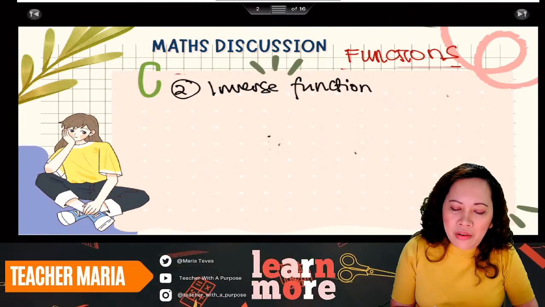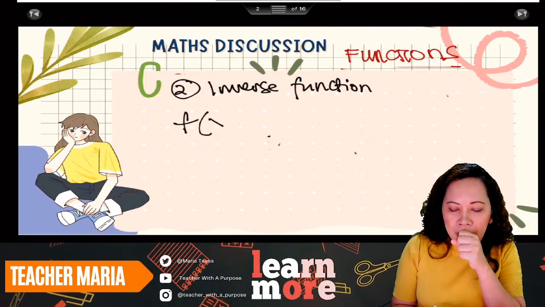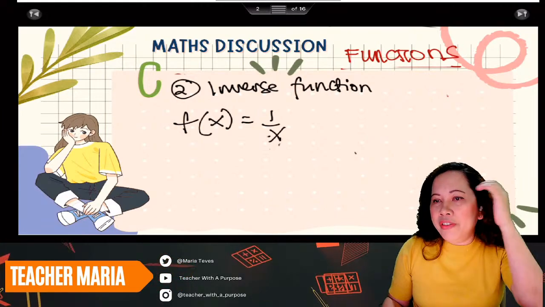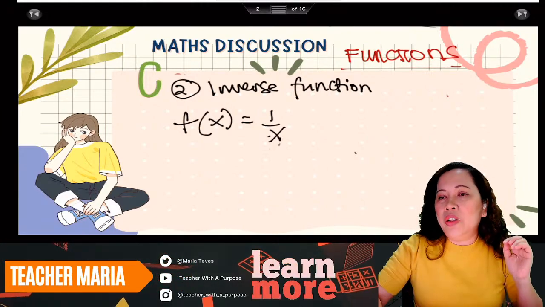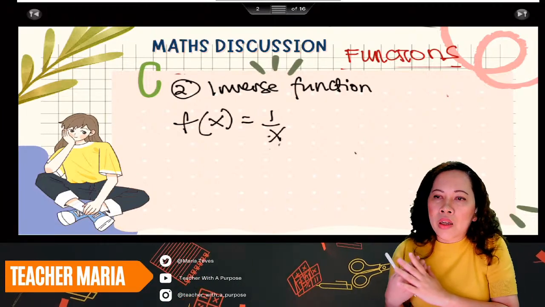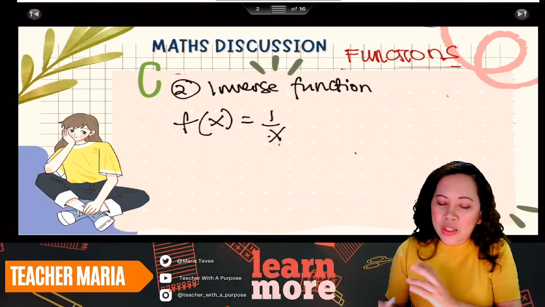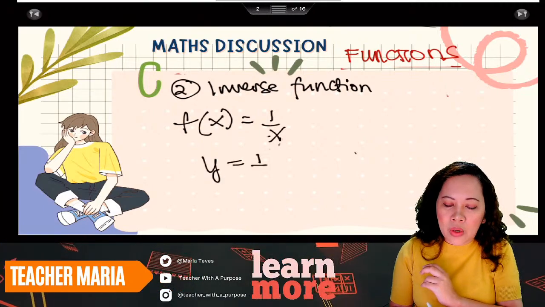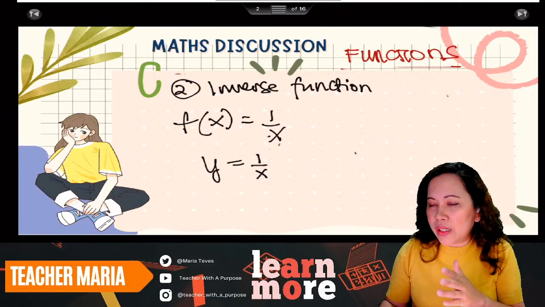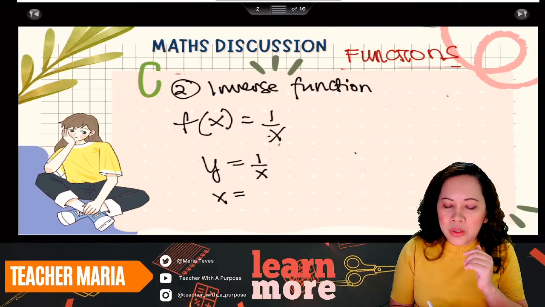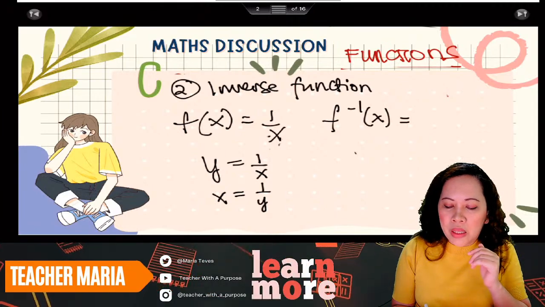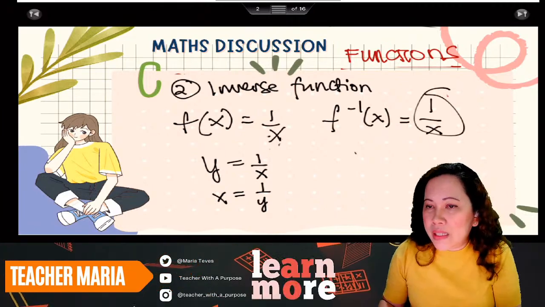Let's say you have f of x equals 1 over x. So if you have f of x equals 1 over x, all you need to do again is change it to y equals 1 over x, and make x your subject. So this will be x equals 1 over y. Hence, the inverse of this function will be 1 over x. It will be the same.